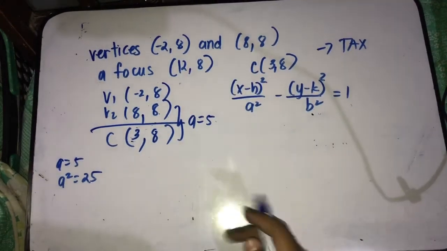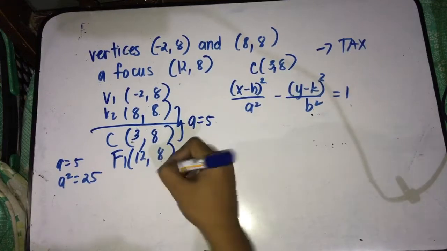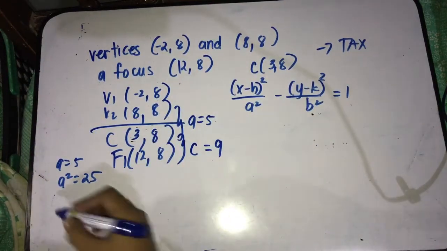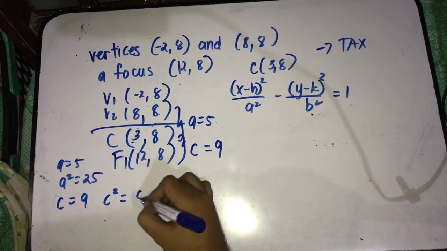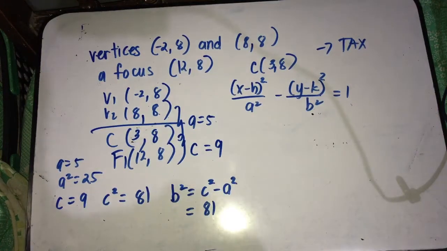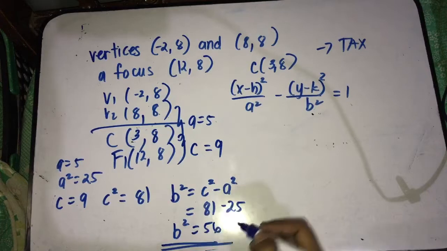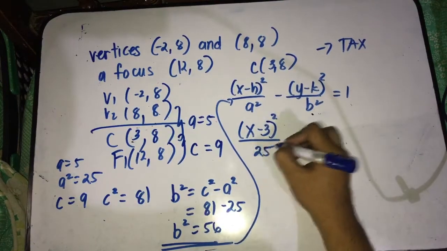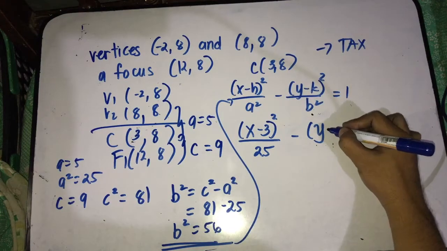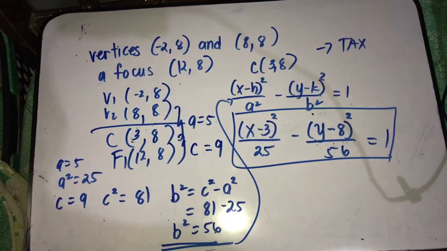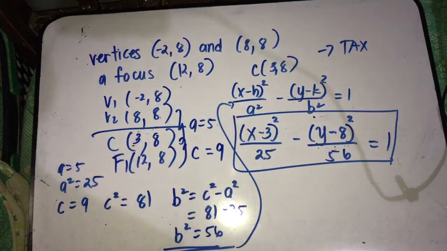Okay. Pero binigyan pa tayo ng focus. So, sinabi sa atin that F1 is 12, 8. Okay. 12 minus 3, from the center going to the focus, that is c. So, 12 minus 3 is 9. If c is equal to 9, c squared is equal to 81. Okay, how do we get b squared? B squared is equal to c squared minus a squared. c squared is 81 and a squared is 25. Therefore, 81 minus 25 is 56, and that is our b squared. Substituting this into our equation, we will be having x minus 3 quantity squared over 25 minus y minus 8 quantity squared over 56 is equal to 1. So, congrats, Erwin. You got the answer correctly. So, let's have another question.